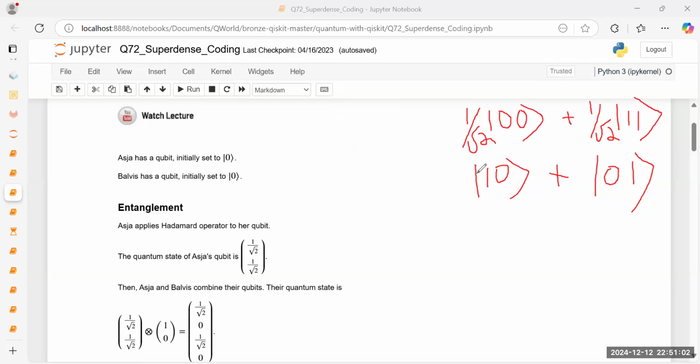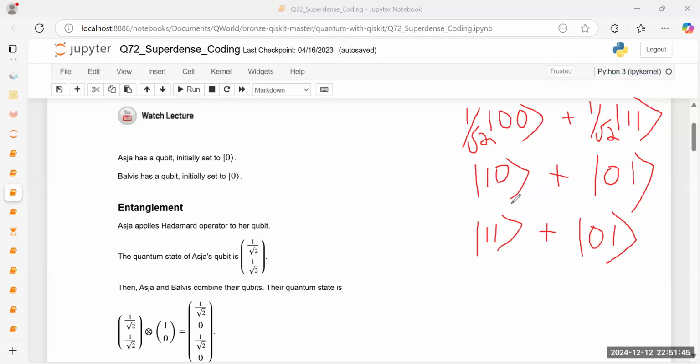Here, if he was to apply the CNOT operator, this is our control, and this is the target. Because for our control we have a value of 1, we're going to flip the value of the target. So here, we're going to have 1, 1. And here, because our control has the value of 0, we're going to do nothing to the target. So the target will stay the same. So we have 0, 1 here. We've applied the CNOT operator at this point.